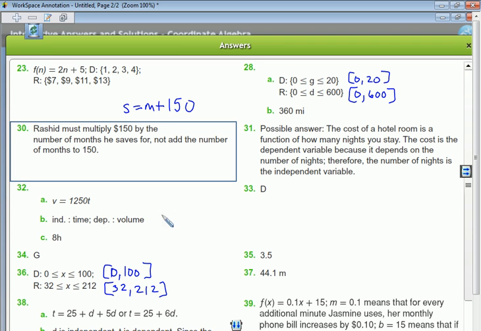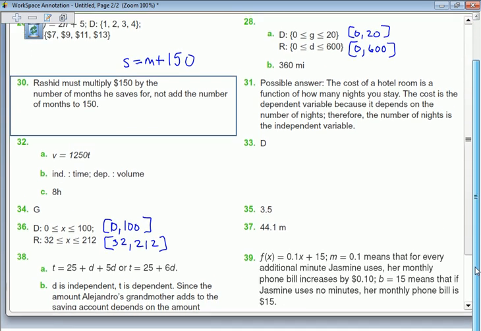32 was another filling up the pool. And you know what? I think we may have done that one in class. So you guys should have been great with this one. All right. 34 is G, 5.25p.